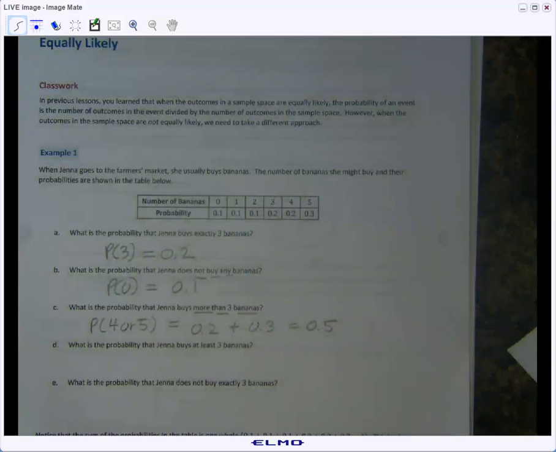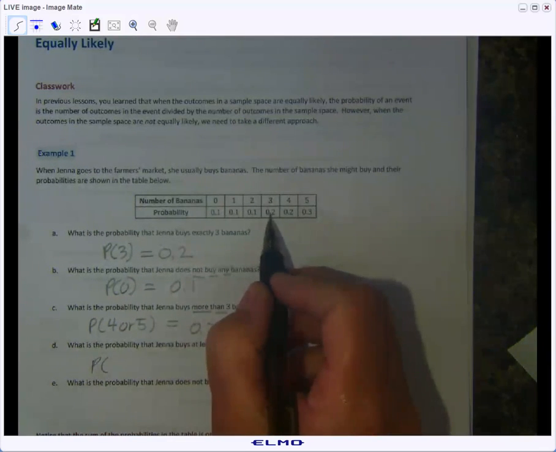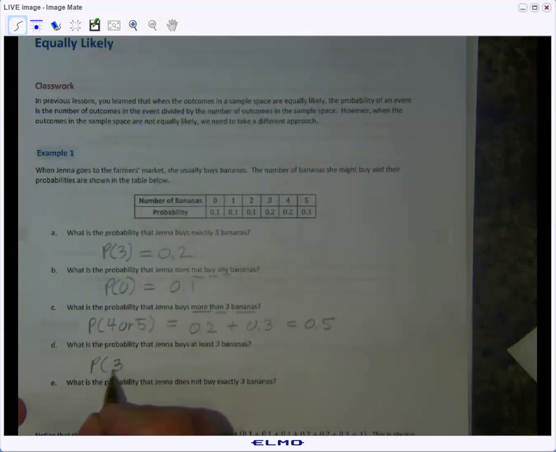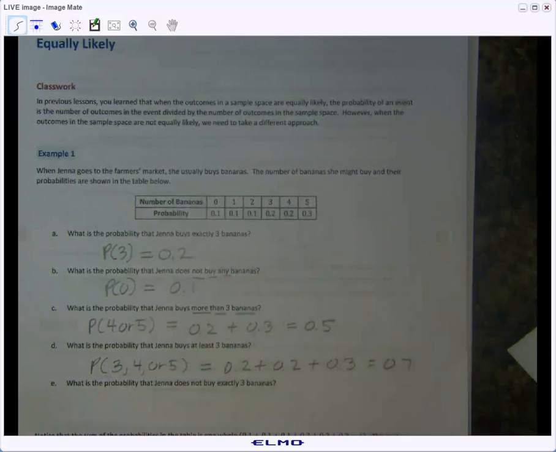What's the probability that Jenna buys at least 3 bananas? So what does that mean? At least 3 means 3, 4, or 5. You can write it like that, and then you just add up all those probabilities. And so that would be 0.7.